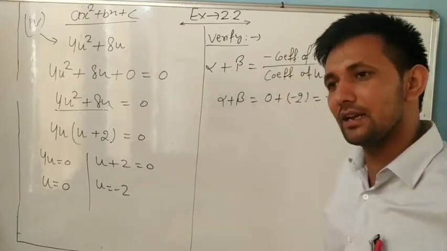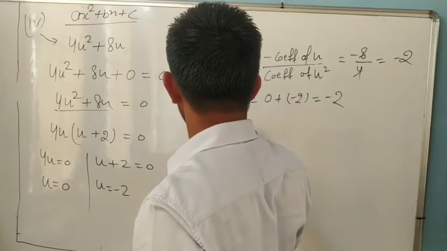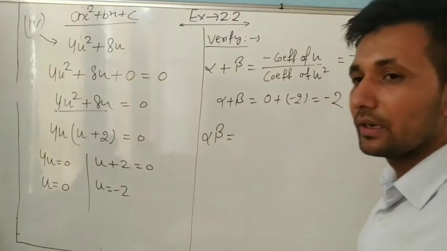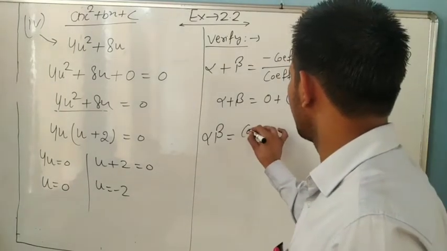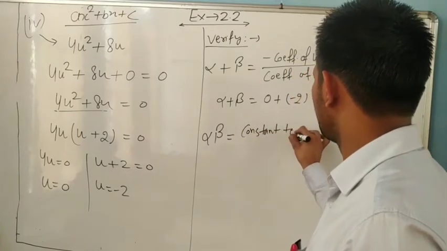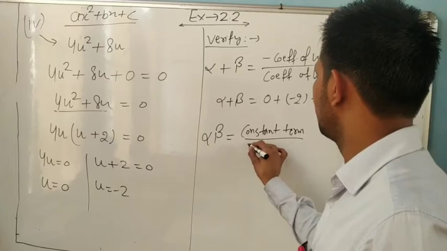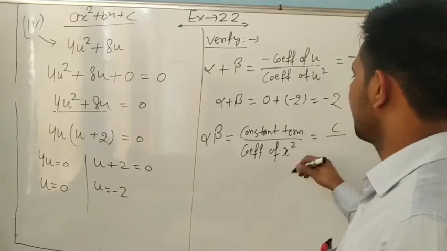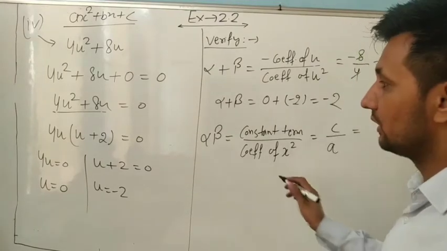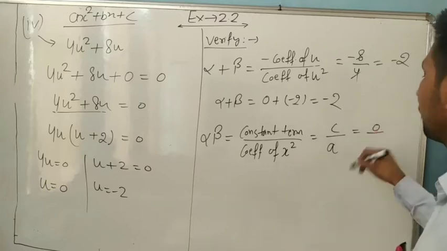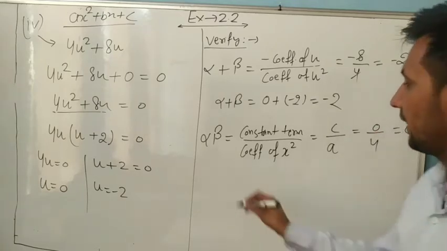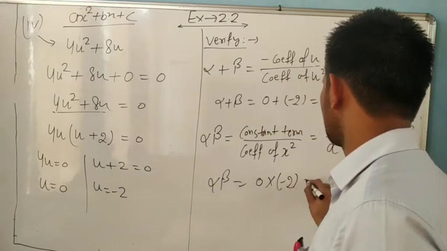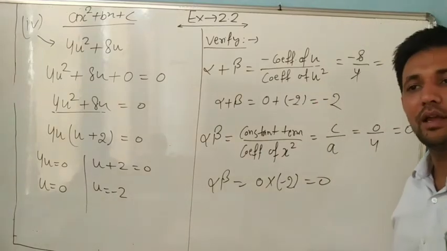Always understand. The next is alpha into beta. What is alpha into beta? Constant term divided by coefficient of x square, that is c by a. c is 0, divided by any number, 0. And alpha into beta, you can also write 0 multiplied by minus 2, which is also 0. That is your verification. Understand?